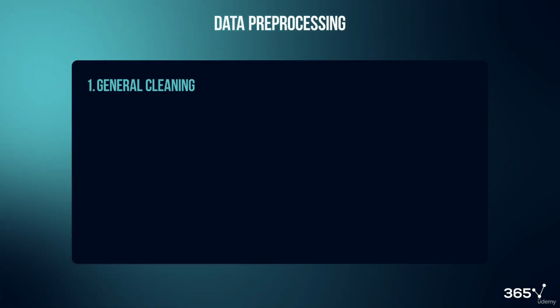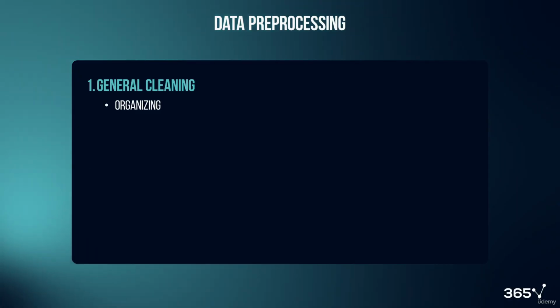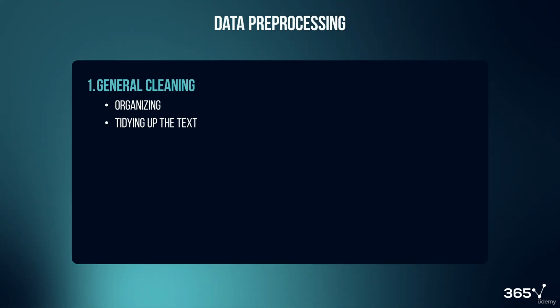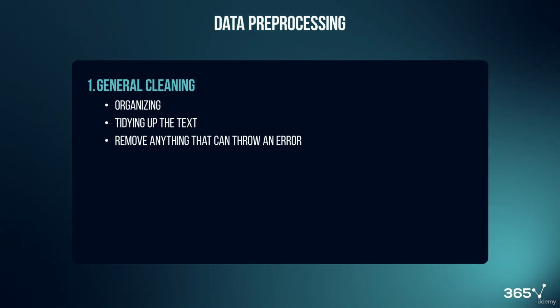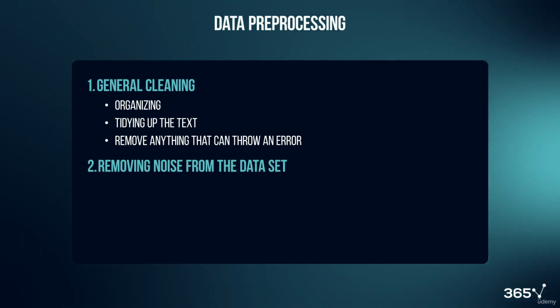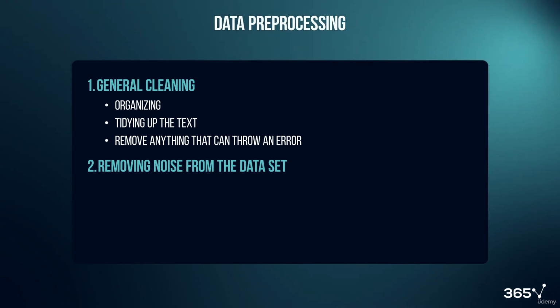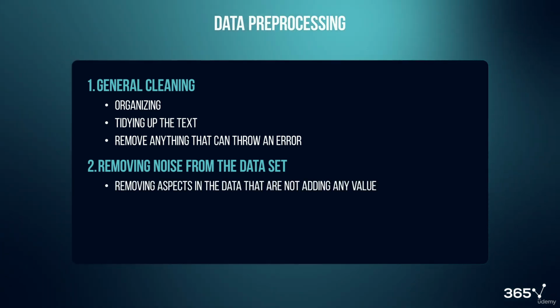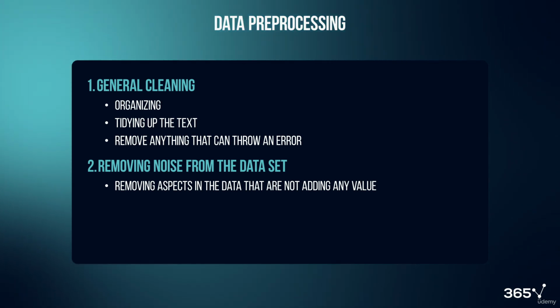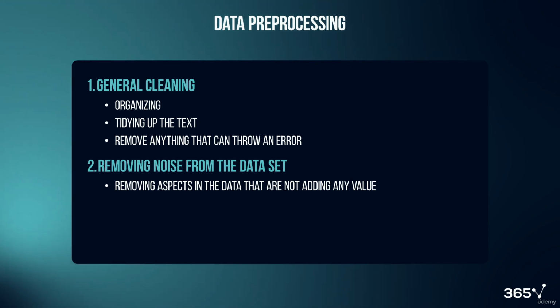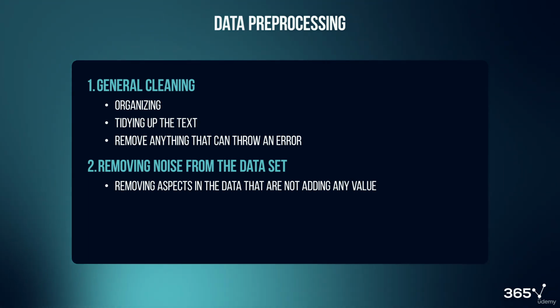There are a number of steps involved in pre-processing our text data and getting it ready for further analysis. The first step is just general cleaning, so taking our data set, getting it organized, tidying up the text, removing anything that might throw us an error, anything like that. The second step is removing noise from our data set. So if we've got aspects in our data that aren't adding any value and they're just taking up space in memory, we can remove these and we'll be left with a smaller, cleaner data set to work with.